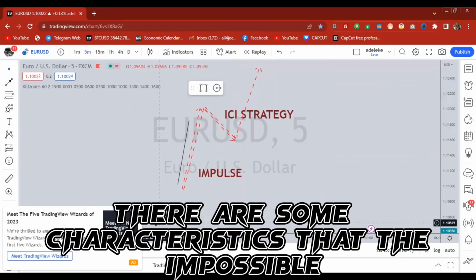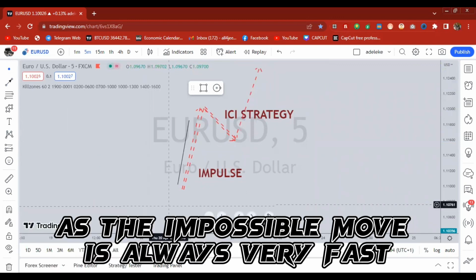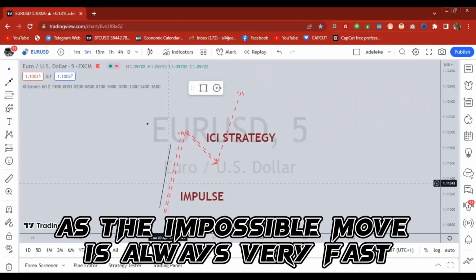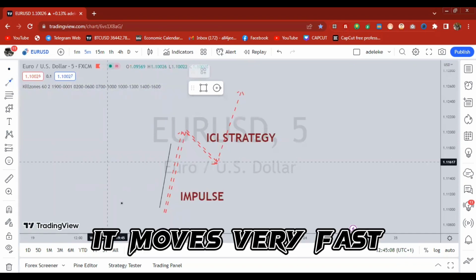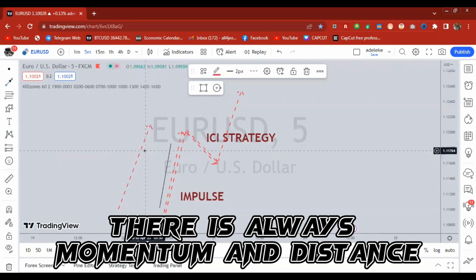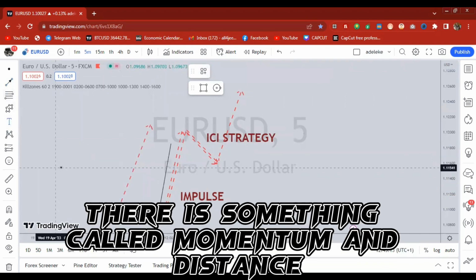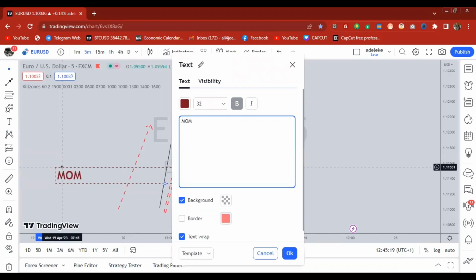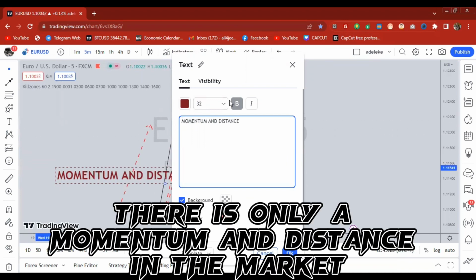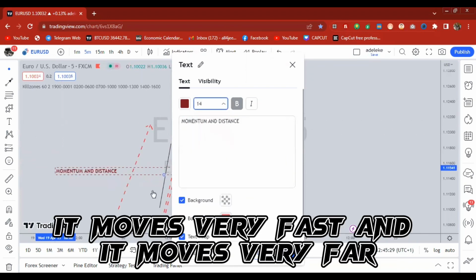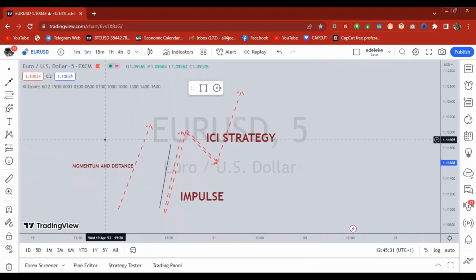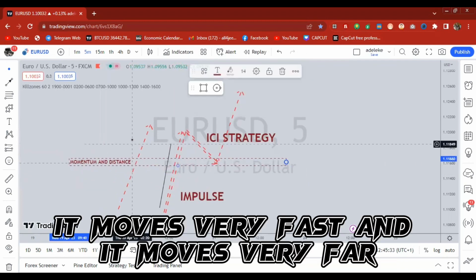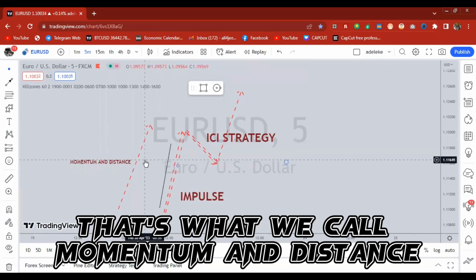There are some characteristics that the impulsive move has. The impulsive move is always very fast. There's always momentum and distance in the market. It moves very fast and it moves very far. That's what we call momentum and distance.